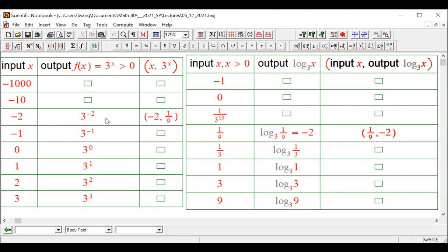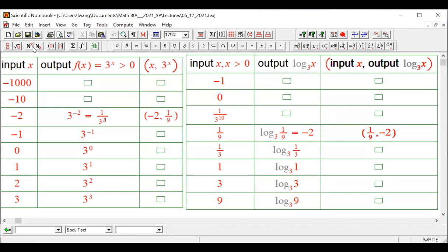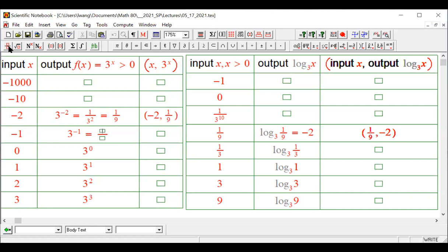So for example, 3 to the power -2 is going to be 1/3 squared, and that equals 1/9. So that's how we get this point. And the next point, of course, is going to be 1/3. So the input is -1, the output is 1/3.